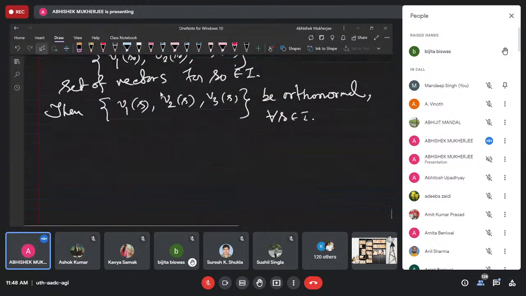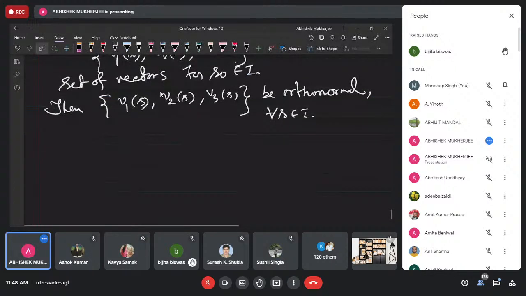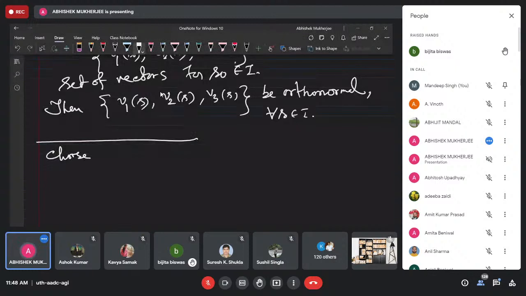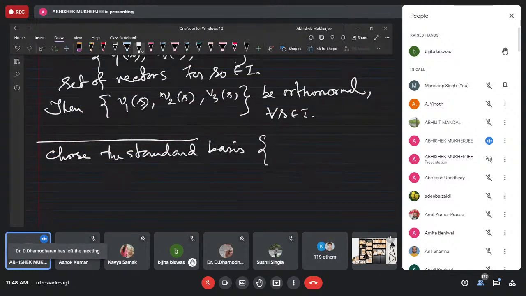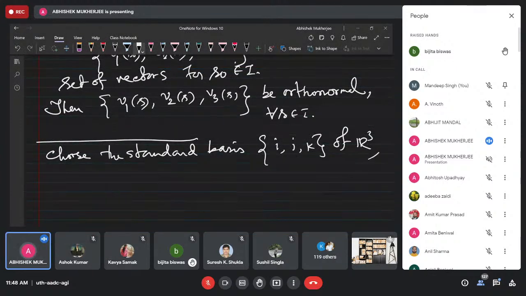Okay, so let's get back to the proof again. Now choose the orthonormal basis, the standard orthonormal basis for R3. That means suppose we denote it by I, J, and K. That means I means 1, 0, 0. As you all know, it is familiar to all of you.